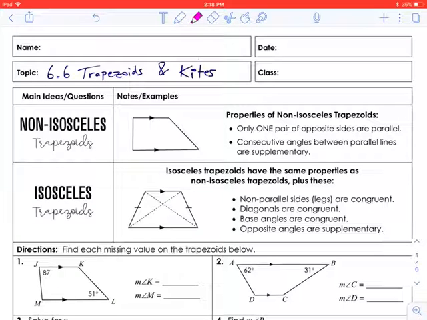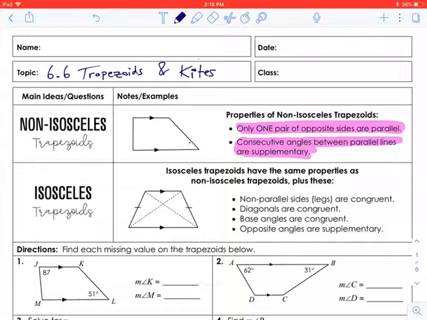All right, geometry. We are talking about trapezoids and kites today, and then next week we're going to be testing over chapter 6. To start off, two properties of trapezoids that we have are, first of all, there's only one pair of opposite parallel sides. So in our picture here, that's the top and the bottom. Those two sides are parallel. And then the other thing is that consecutive angles between parallel lines are supplementary.